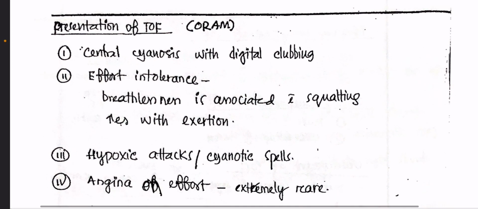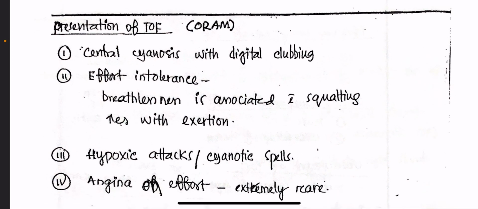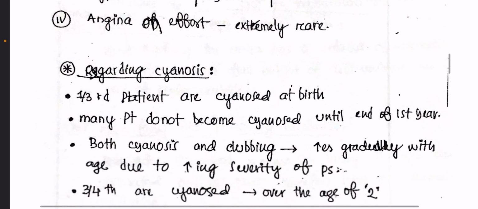Presentation of TOF. Central cyanosis with digital clubbing. Effort intolerance. Breathlessness is associated with squatting, increases with exertion. Hypoxic attacks or cyanotic spells. Angina on effort, extremely rare.